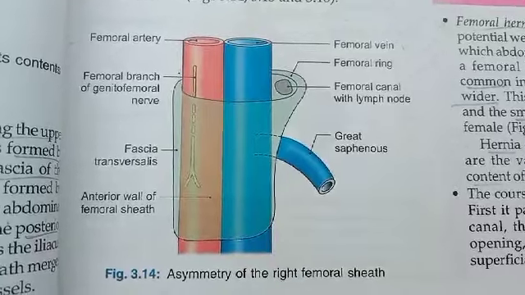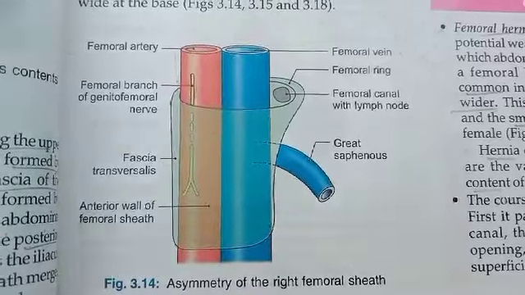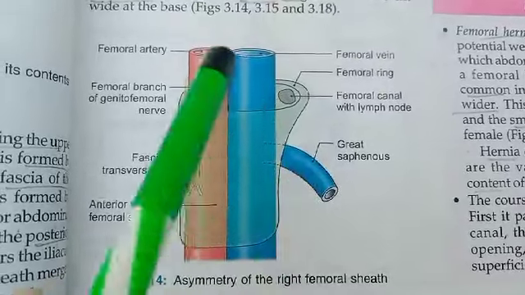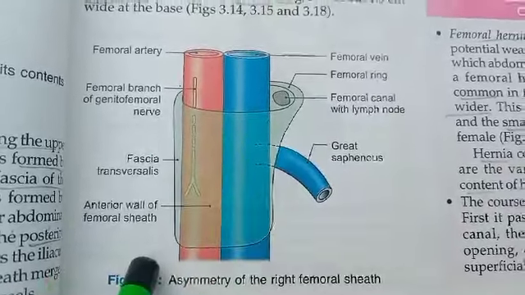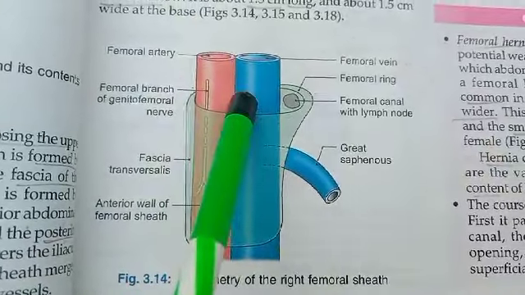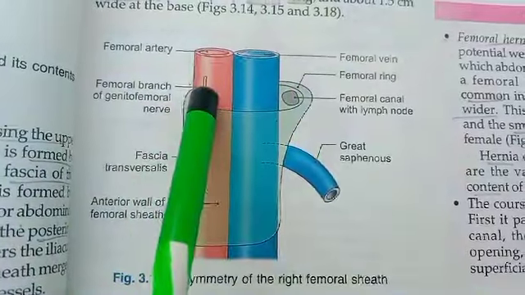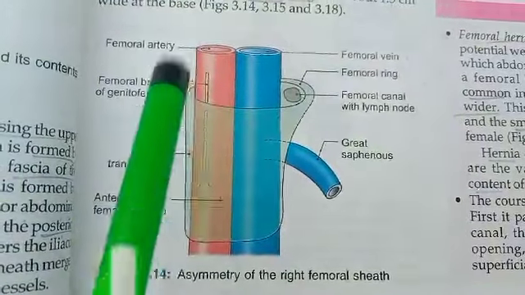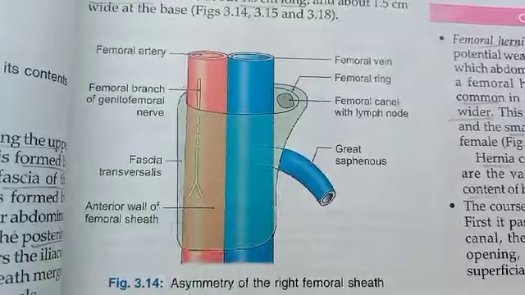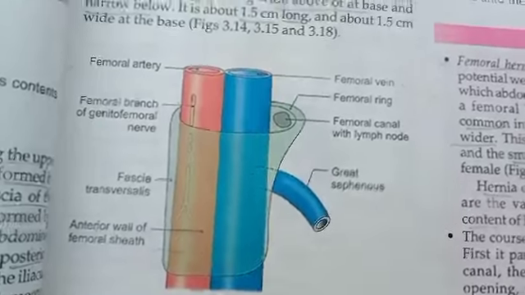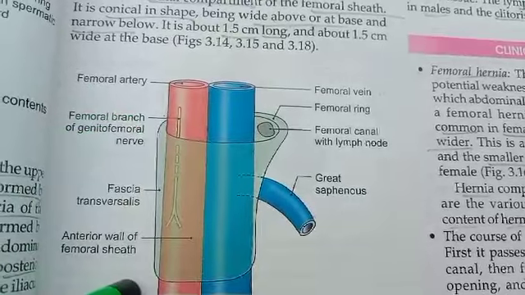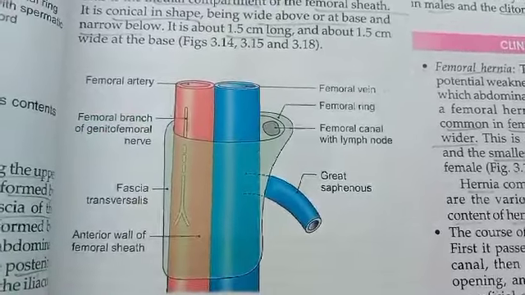This is a diagrammatic representation of the femoral sheath. It is 3 to 4 centimeter long and it covers the femoral vessels in the upper part of the thigh. Here it consists of the femoral vein and the femoral artery. Also there is a femoral branch of the genitofemoral nerve. Anteriorly it is formed by the fascia transversalis and transverse abdominis. Posteriorly it is formed by the fascia iliaca.